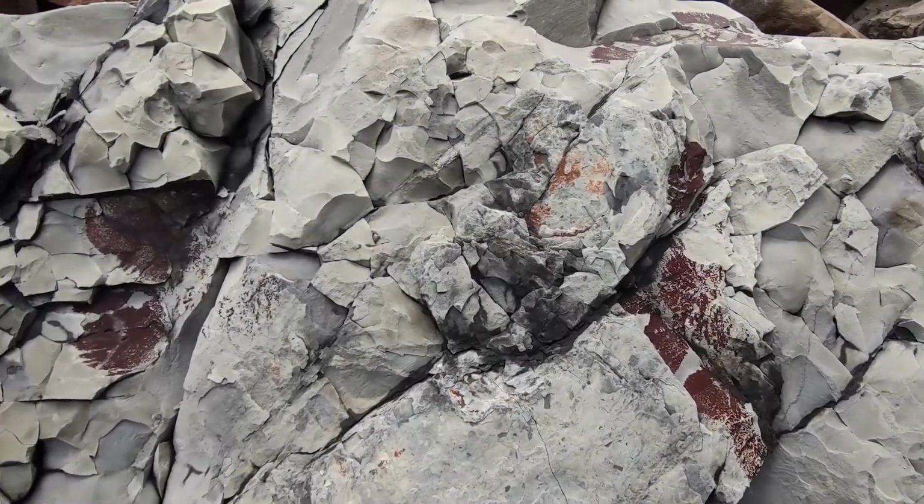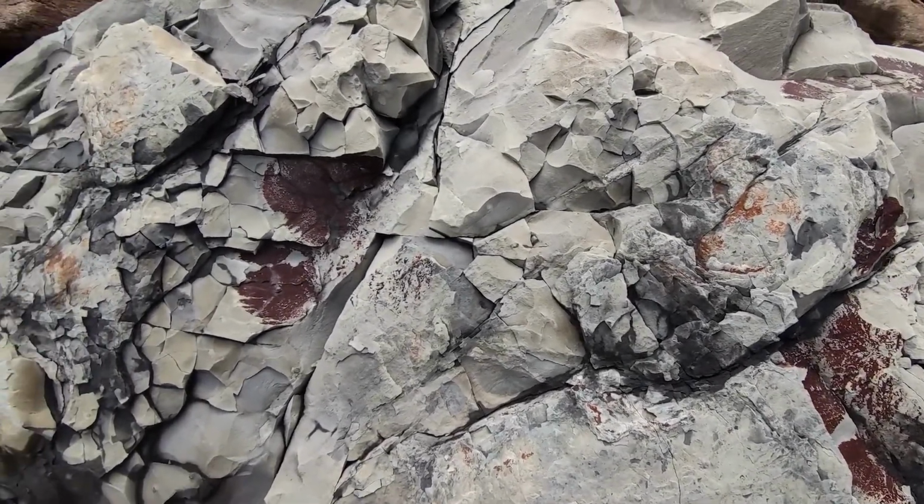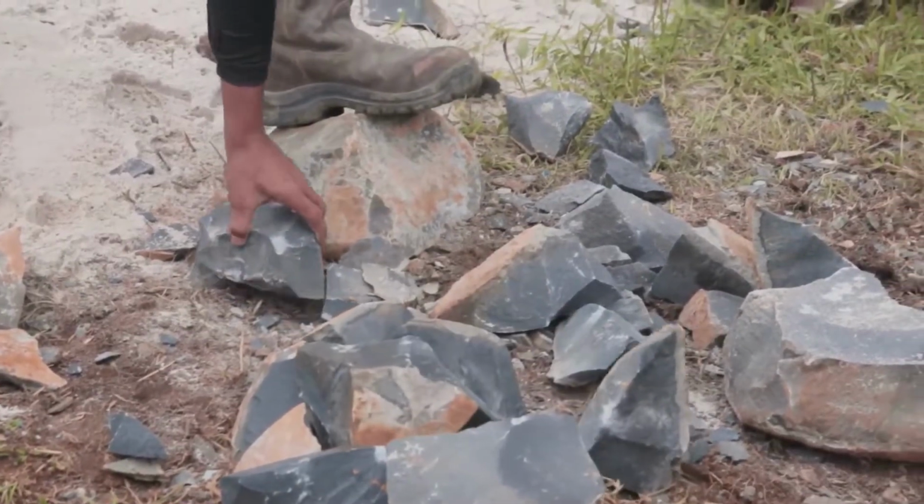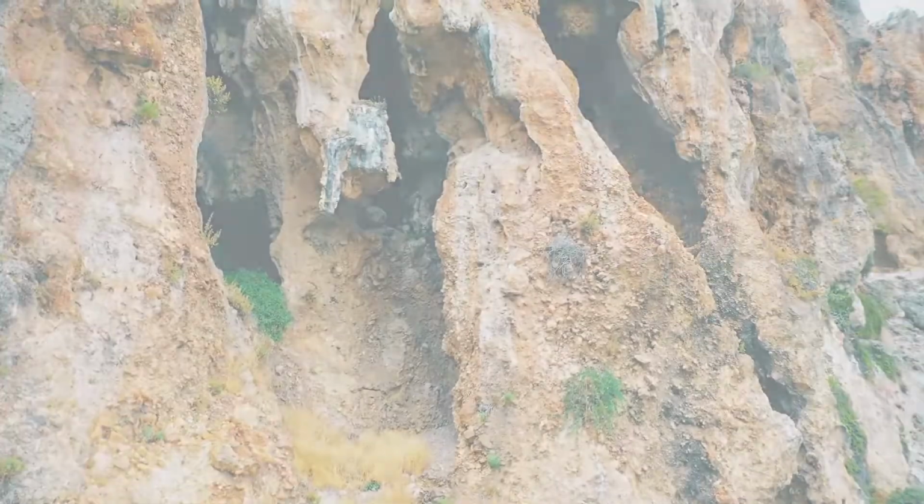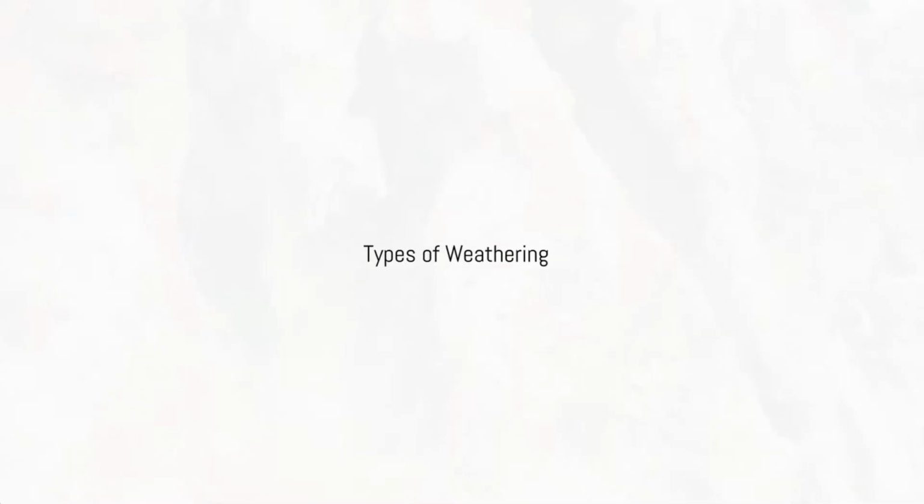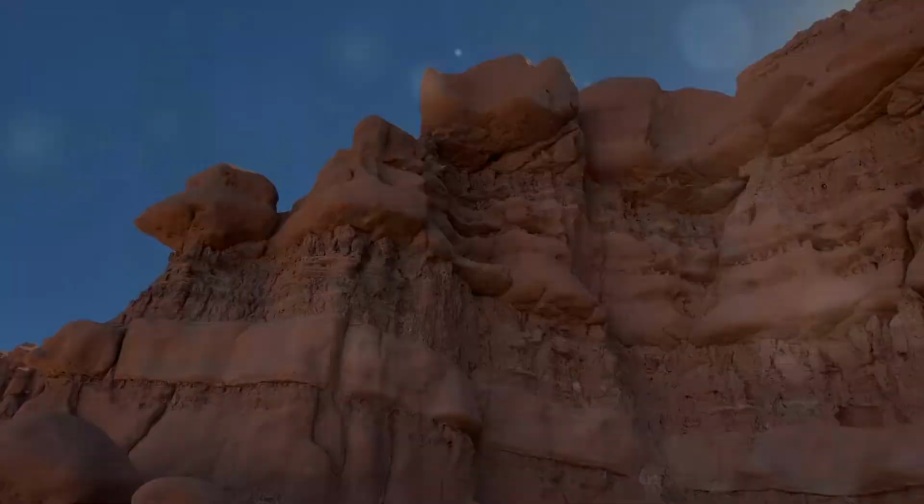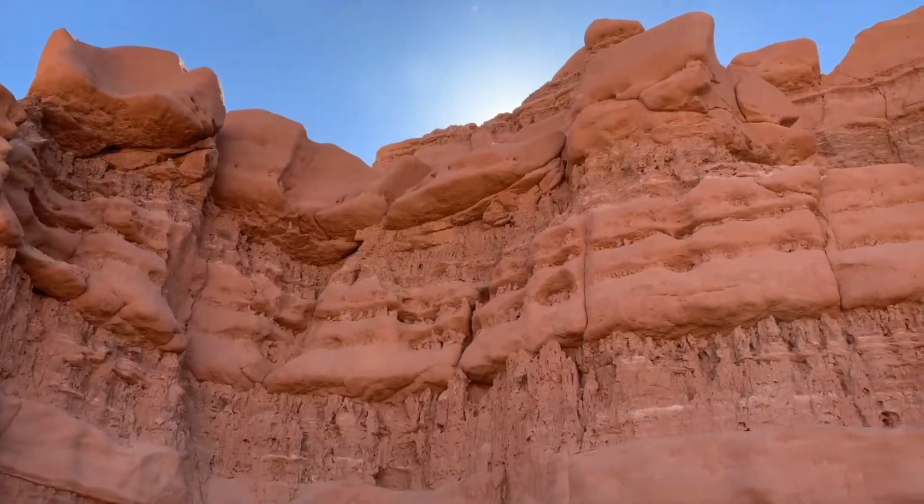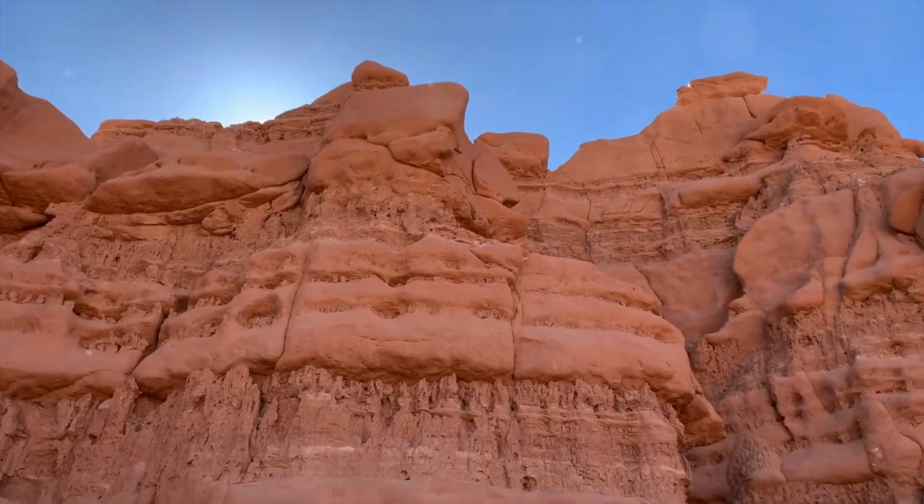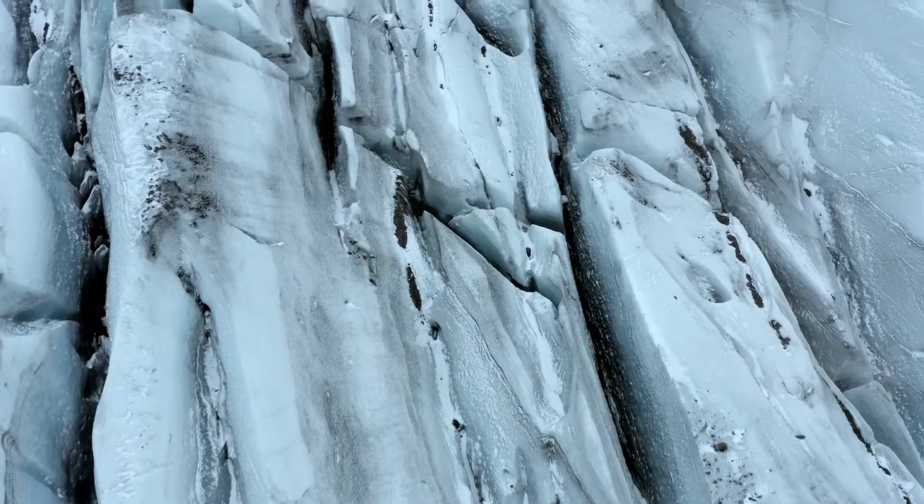Let's start with weathering. Weathering is the process where rocks and other materials on Earth's surface get broken down into smaller pieces. There are two main types of weathering: physical weathering and chemical weathering. Physical weathering happens when rocks are broken apart by physical forces like wind, water, or ice.